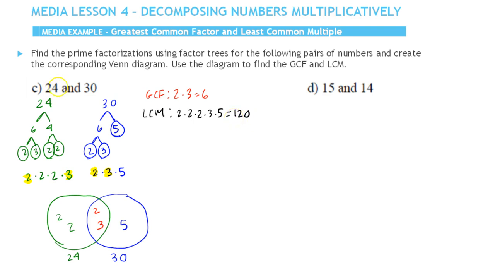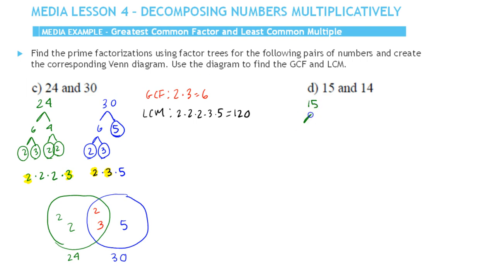Okay, and notice 120 is somewhat large. You'd have to make 5 multiples of 24 before you'd get to 120. So the list method might be a little cumbersome for numbers like these, so it's good to have this method as well. Let's look at our last example, 15 and 14.